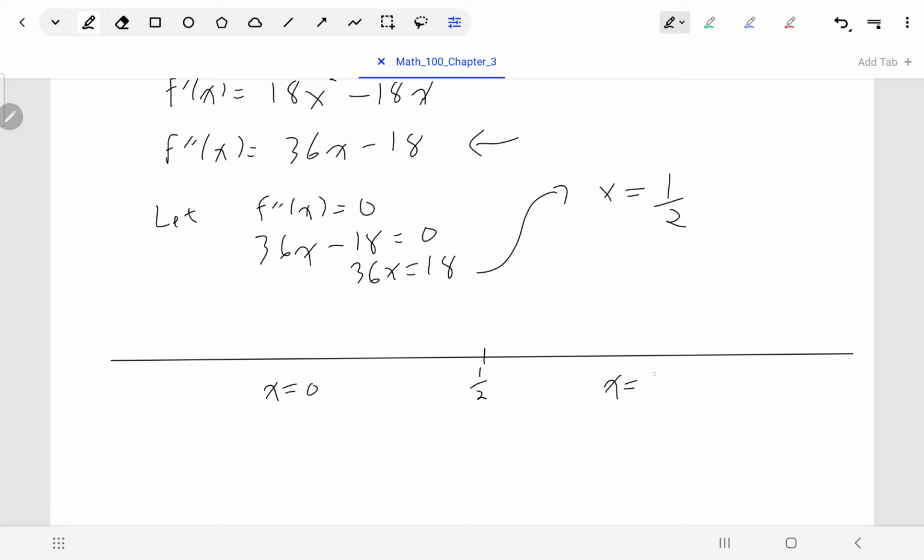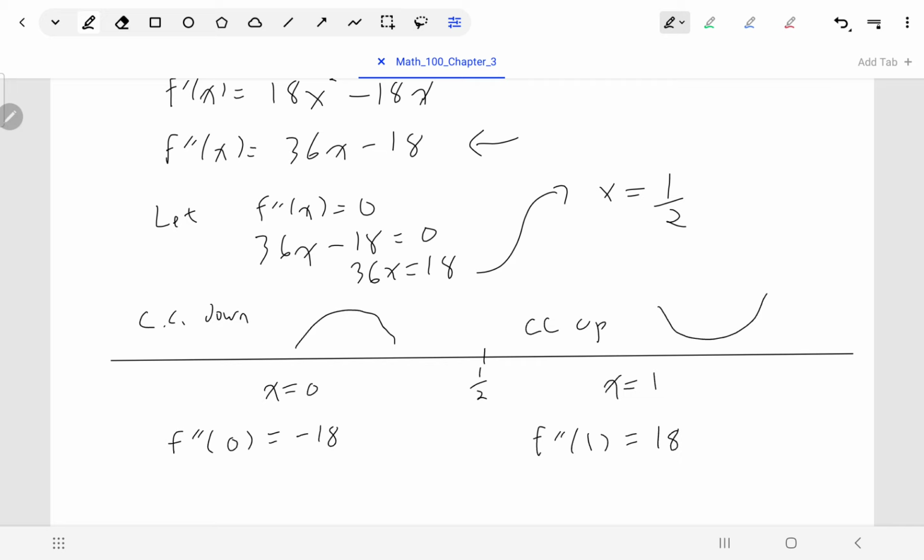At 0, our second derivative is 36 times 0 minus 18, which gives us negative 18. Since our second derivative is negative, we are concave downward. In other words, we have that parabola opening downward kind of shape. And if x is equal to 1, then our second derivative would be 36 times 1 minus 18, which is positive 18. So we are concave upwards, that kind of shape, parabola opening up.